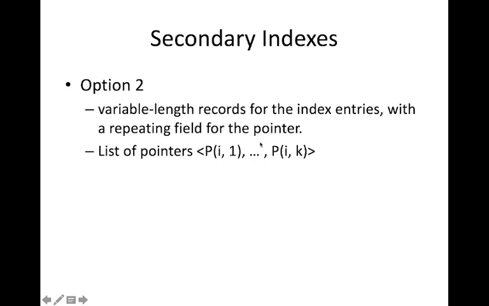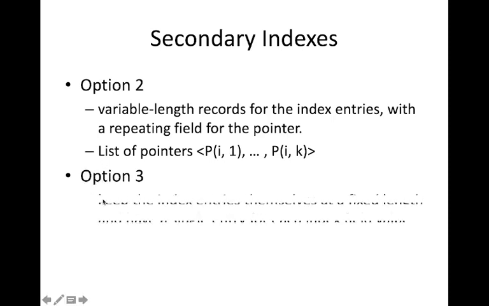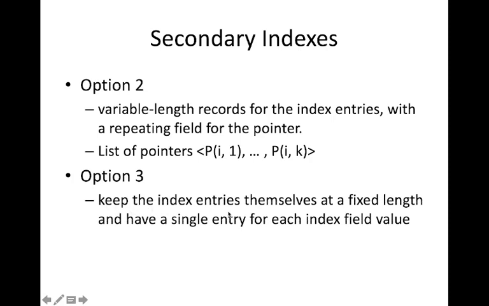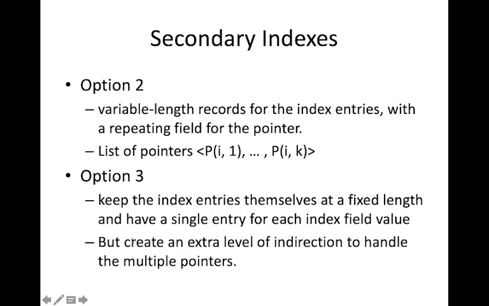So for all the duplicates, we will be providing those pointers. Then there is another option, option 3. This is the convenient method to use. What we do is we keep the index entries themselves at a fixed length and have a single entry for each index field value. Additionally, we create an extra level of indirection to handle the multiple pointers.